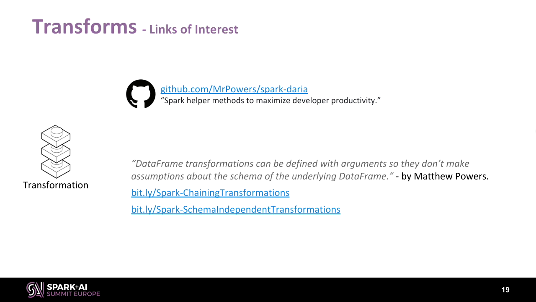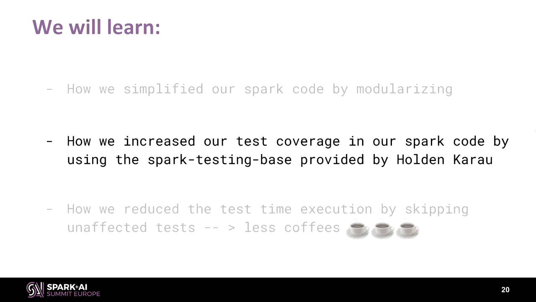These 2 articles are really great. The first one explains how to chain different transformations, and the second one helps you to understand why it's better to provide transformations that are schema independent. So it's not that you need to have this column, it's that you can provide which column you are going to use with this transformation, like the from JSON that I explained before.